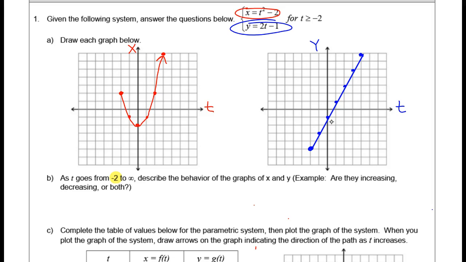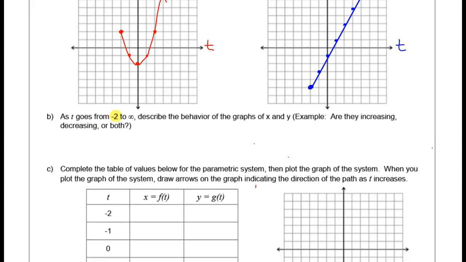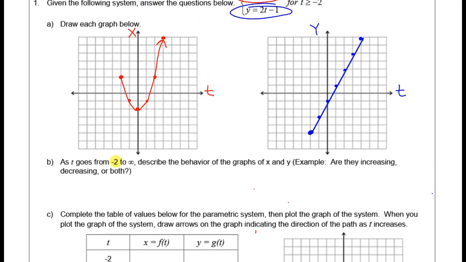Okay, so let's move on to part B of this problem. As t goes from negative 2 to infinity, I have this negative 2 highlighted here because I think on your notes page it may say negative infinity. Not sure whether or not that update's included in your notes. As t goes from negative 2 to infinity, describe the behavior of the graphs of x and y. For example, are they increasing, decreasing, or both?